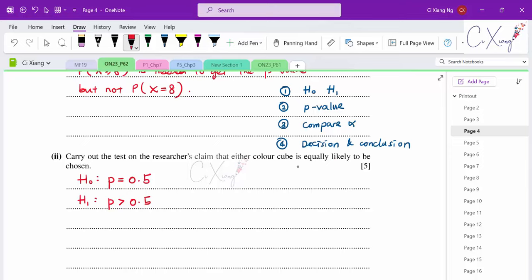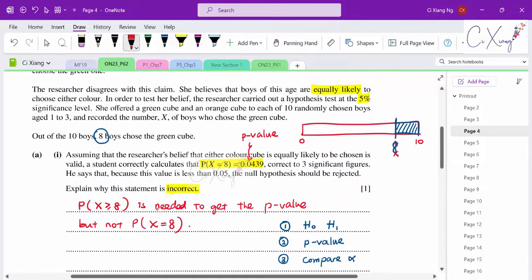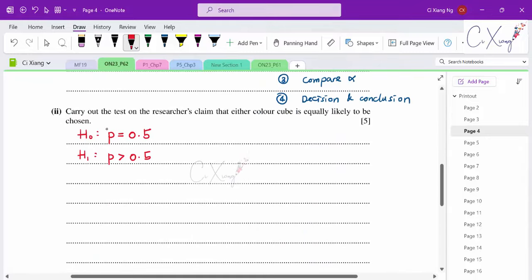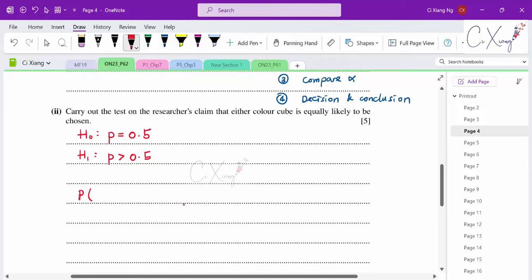Second step, when we want to calculate the p-value and we are testing on the population proportion, we have to apply the binomial distribution. Have a look here, the sample size is small, which is 10 boys. So our n is 10 and our p is 0.5, so we are using the binomial distribution. Like I told you just now, to calculate the p-value we have to use x greater than or equal to 8. So let's calculate the p-value here.